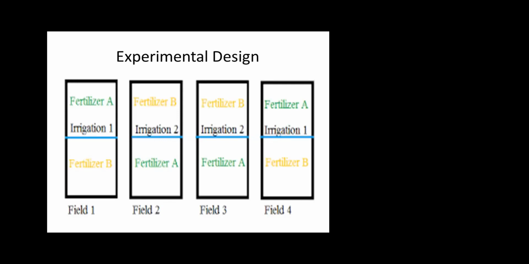But in an experimental design, you have group 1, group 2, group 3, group 4. So what do you have? In group 1, you have fertilizer A, you have irrigation 1, and fertilizer B. In field 2, you have fertilizer B, irrigation 2, and fertilizer A. In this one, you have irrigation 2, you have B. They are the same here, they are the same here.